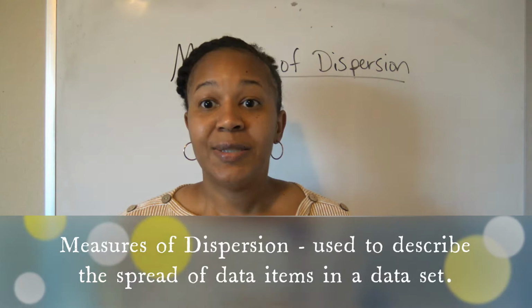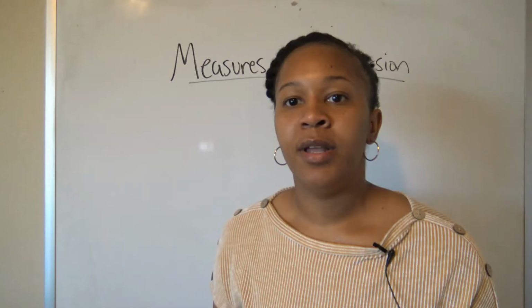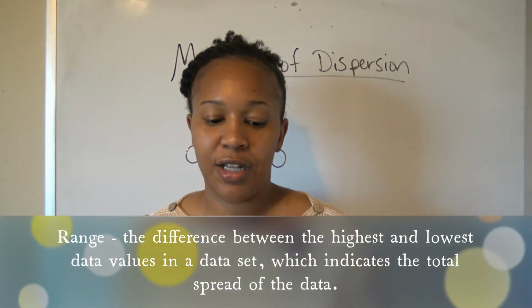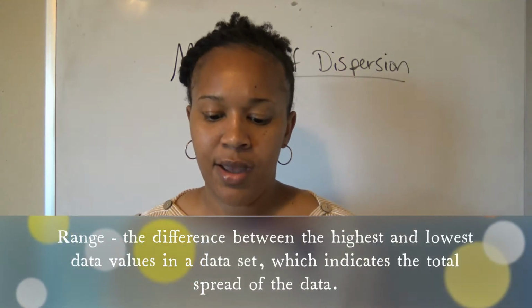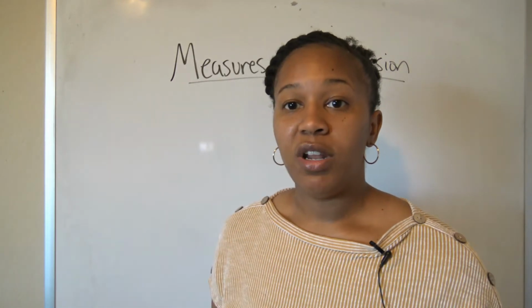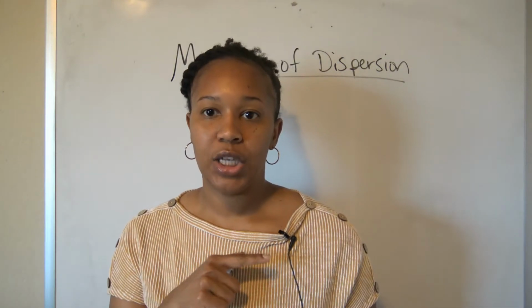And speaking of range, the first measure of dispersion that we're going to use is the range. Now the range is equal to the difference between the highest and the lowest data values in a data set, and it indicates the total spread of the data. So if you want to find the range, you would just take the highest value minus the lowest value.